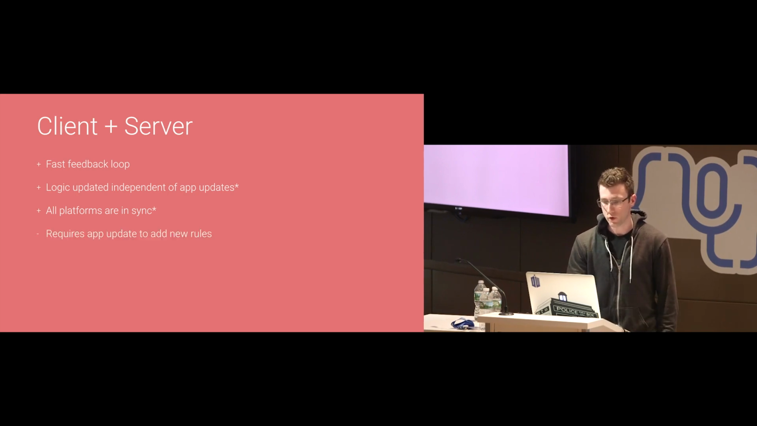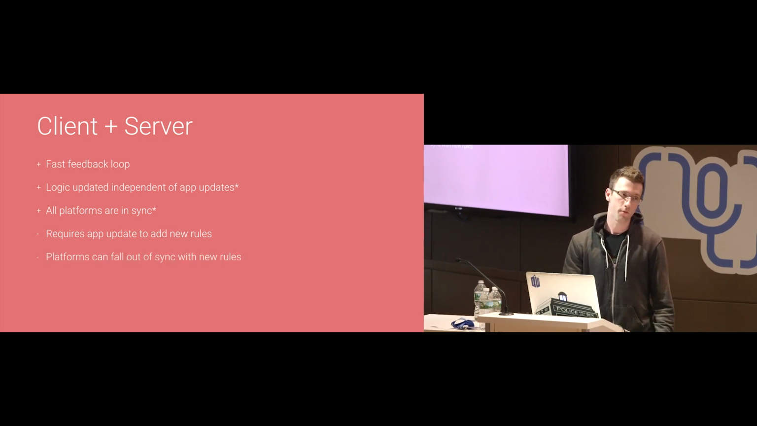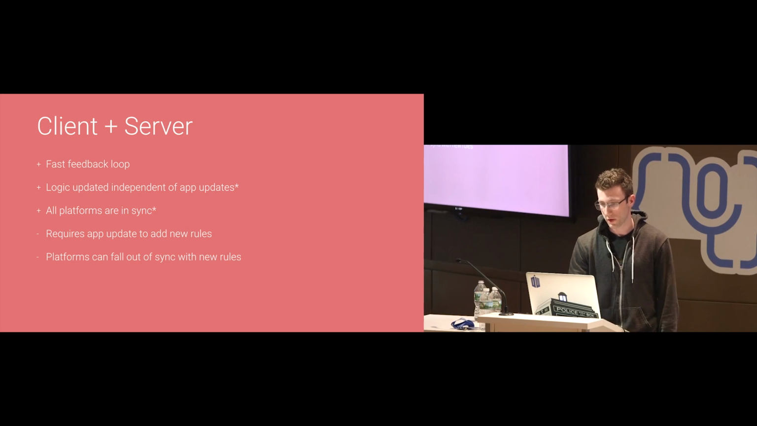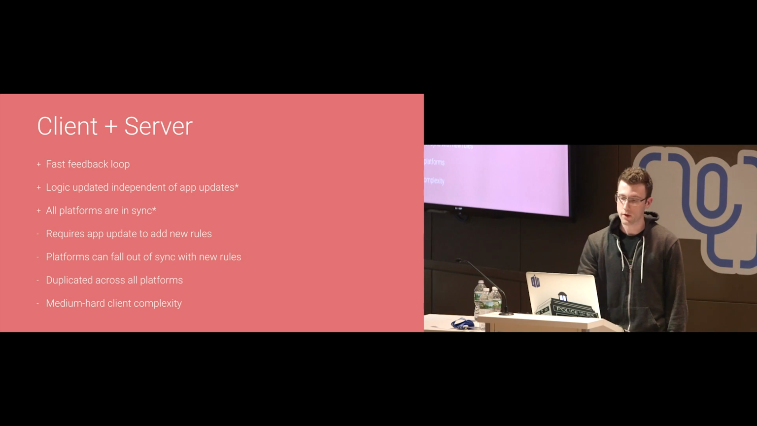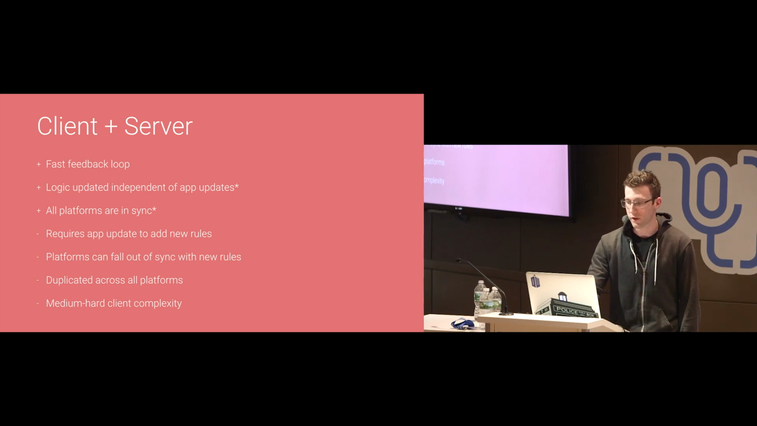However, if you wanted to add a new rule where you have valid characters, then you still need to push out another app update so it knows to check these new values being provided by the server. And when you add these new rules, then you can once again fall out of sync across all your platforms, and you're duplicating code again. So this is medium to hard client complexity because there's just so much code involved in this.